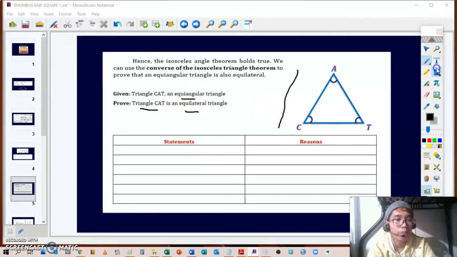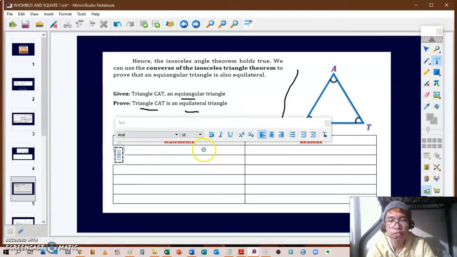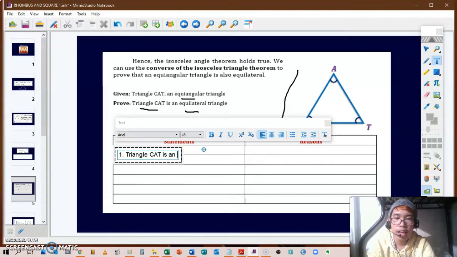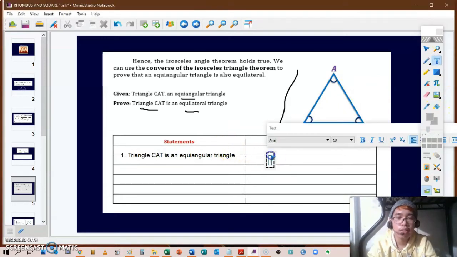So how can we do that? First, we must state our given. So number one, triangle CAT is an equiangular triangle. So that's a given. Okay, so what do you think, guys, can be our second statement for this proof?